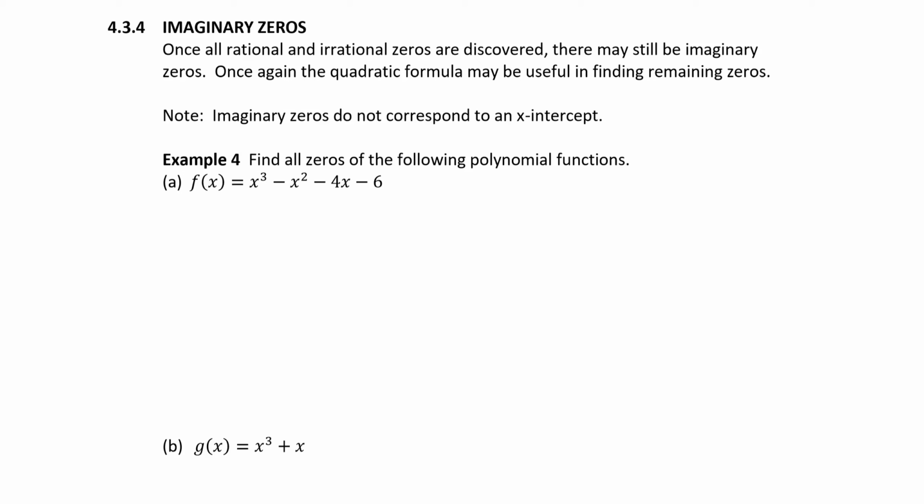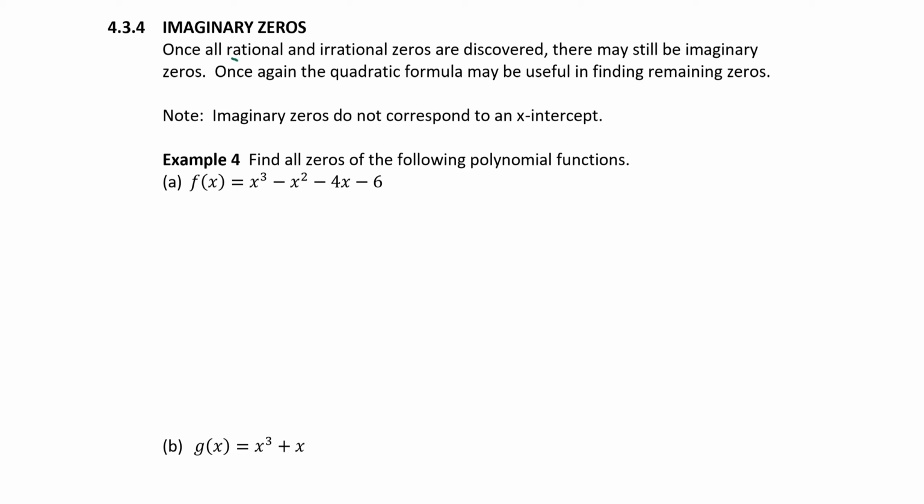There is good news and there is bad news. Let's start with the bad news first. There's one more type of zero that you may run into that's a little bit stubborn. The good news is we're going to discover these zeros in the same way that we found irrational zeros. In section 4.3.4, we will learn how to find imaginary zeros.